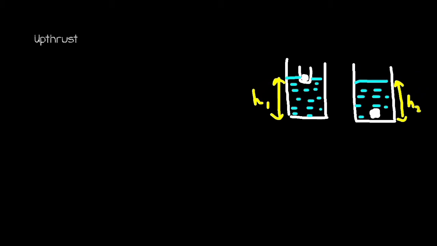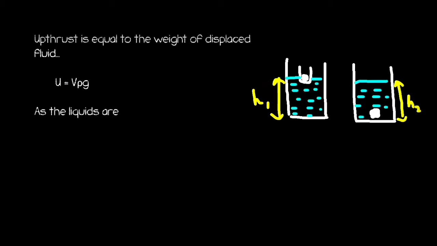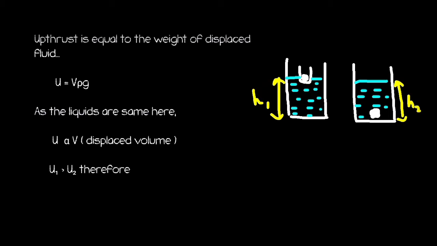We know that upthrust is equal to the weight of the displaced fluid, that is U = V rho g. As the liquids are the same here, the densities are the same, thus upthrust is proportional to the displaced volume. Here, upthrust in case 1 is greater than the upthrust in case 2, therefore the volume displaced V1 is greater than V2, thus height H1 is greater than height H2. But wait, how is U1 greater than U2?